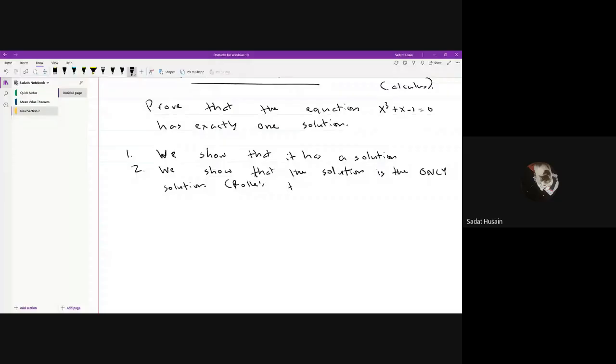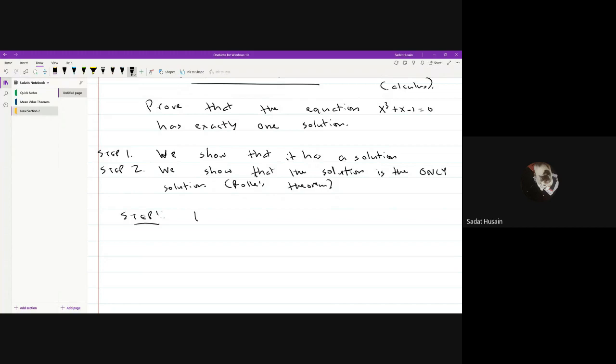But what about step 1? How do we show that it has one solution? It has at least one solution. Okay, so this is step 1, and this is step 2. Let's look at step 1.